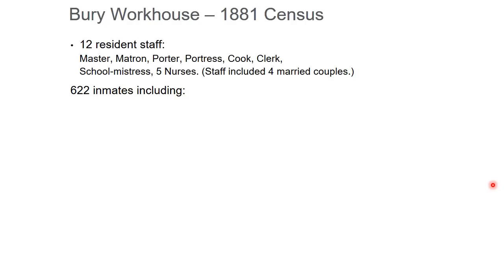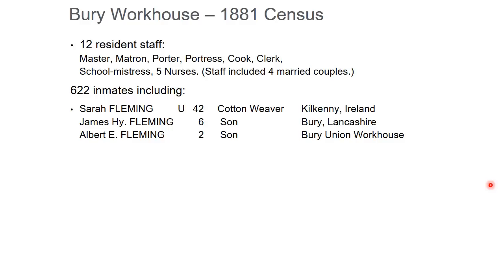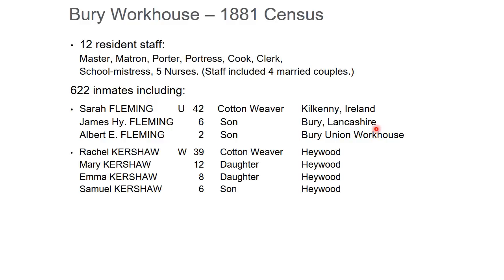And there are certain groups you almost always get amongst a workhouse population. First of all, we've got the unmarried mill worker or domestic servant with one, two, three children in tow. In this case, Sarah Fleming with James and Albert. Albert actually born in the Union Workhouse. Single mothers often find it very difficult to support themselves and do childcare at the same time, and often ended up in the workhouse. And the same also applied to widowed women with small children. Rachel Kershaw, widowed, again a cotton weaver, and three children ended up in the workhouse.